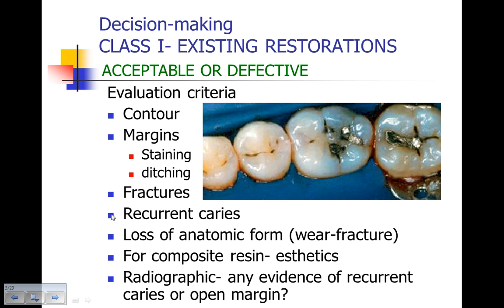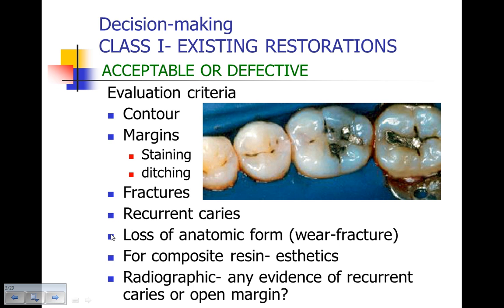We're looking at recurrent caries, and keep in mind our evaluation is both clinical, using our vision of a clean, dry field with or without magnification, using an explorer to run it over the marginal areas of the restoration. But we're also looking for recurrent decay at those marginal areas and any recurrent caries that might be visible on a radiographic image. We're looking for loss of anatomic form through wear, through attrition, through fracture.